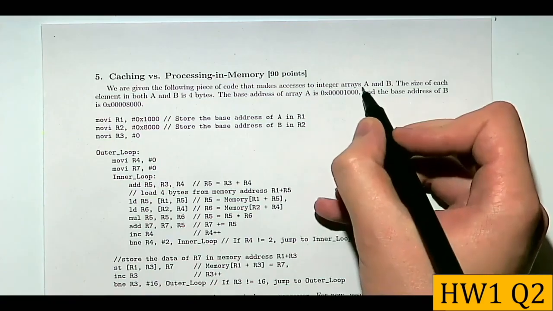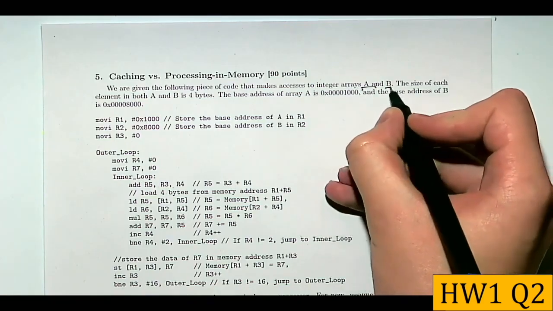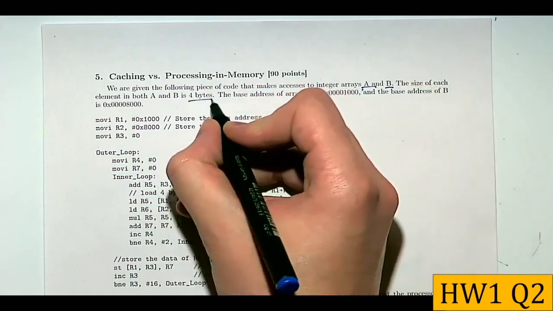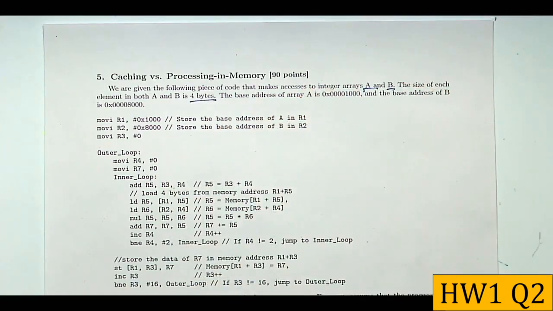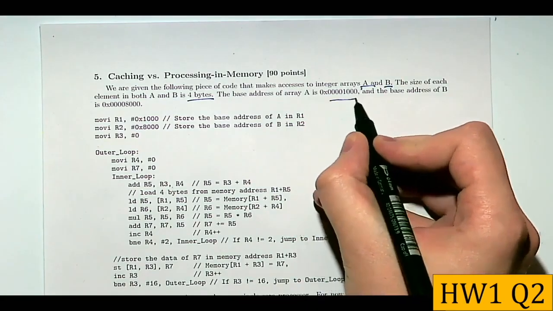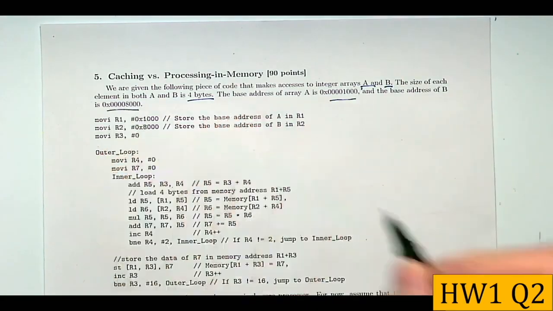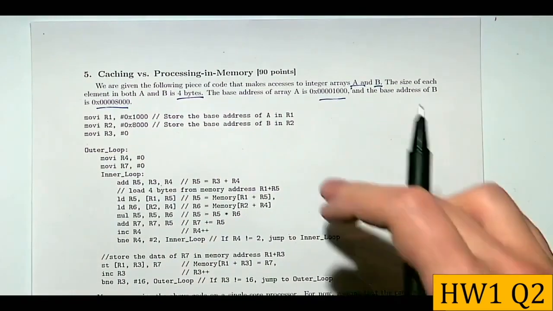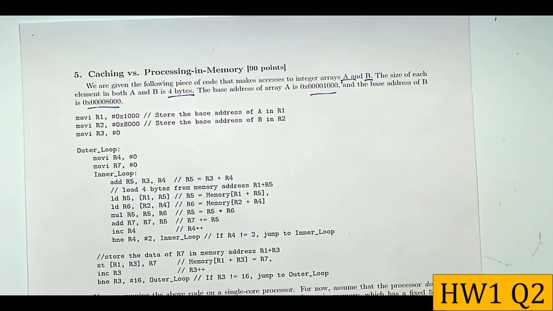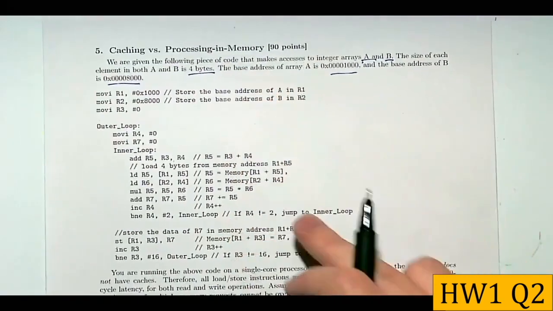It defines two integer arrays, A and B, and they have elements of size 4 bytes. And here you can see the base address of A and the base address of B. And here we have a piece of assembly code. I won't go through this code now, but instead I will directly jump to the question.